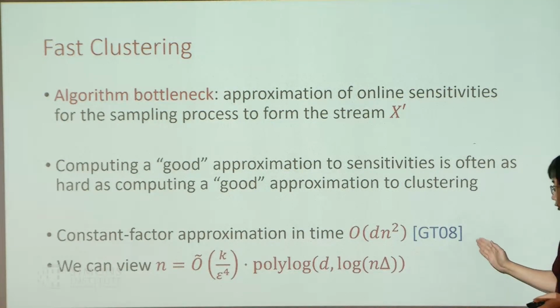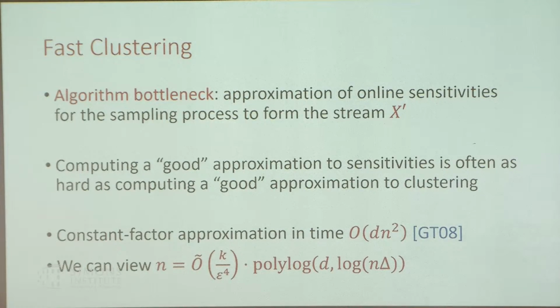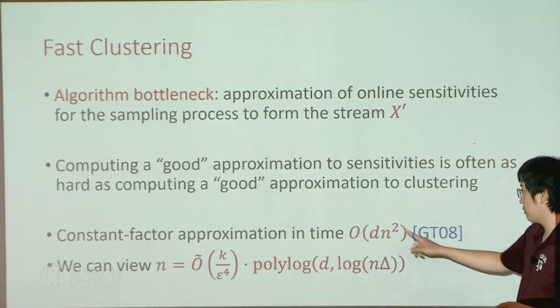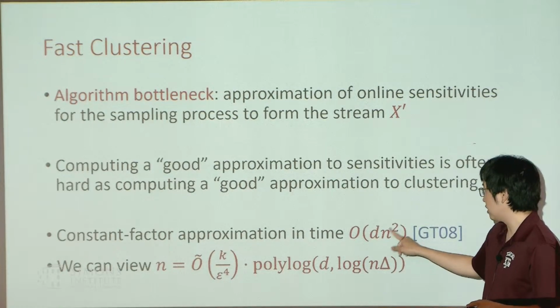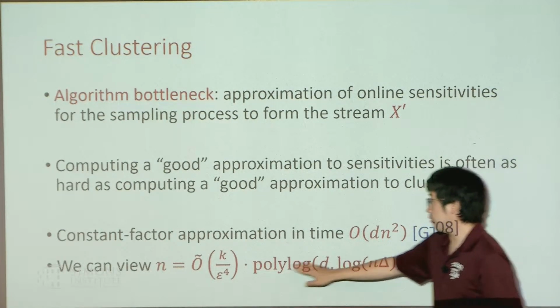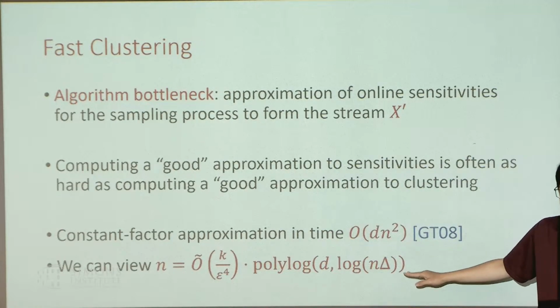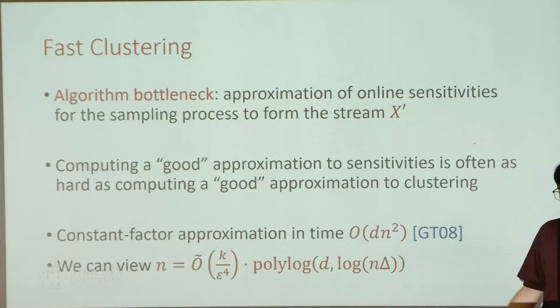And clustering is difficult. There's an algorithm by Gupta and his student that says that a constant factor approximation can be done in time d n squared, where n is the input size. The good thing is that we can view n as our coreset size. So n is quite small, but it's still quadratic. It's not good. If we did this naively, we would get a k squared update time.